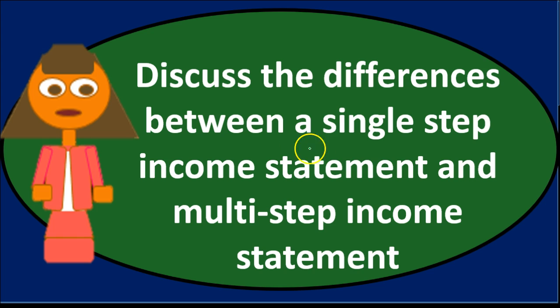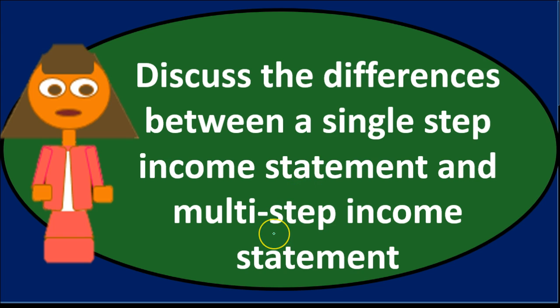Now, the single step is going to be just the most simplified type of income statement, meaning we're just basically breaking it down to the net income equation. We're only going to have two components. All revenue is going to be included in the revenue section, all expenses included in the expense section, subcategory for total revenue and total expenses, subtracting the two out, giving us net income.